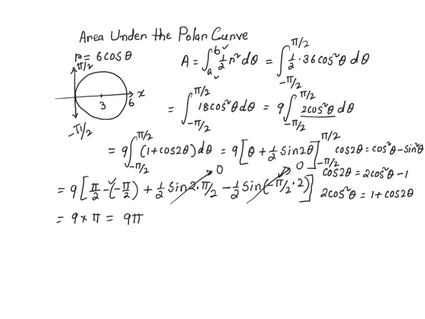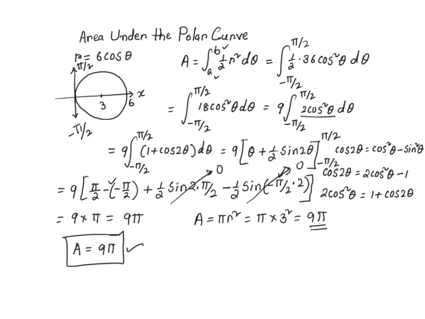So the area under the curve in this case is A is equal to 9 pi. Which kind of makes sense. The area of a circle is pi times r squared, right? Pi times r is 3, so 3 squared, which is 9 pi, exactly what we expected. So we got exactly the same thing.